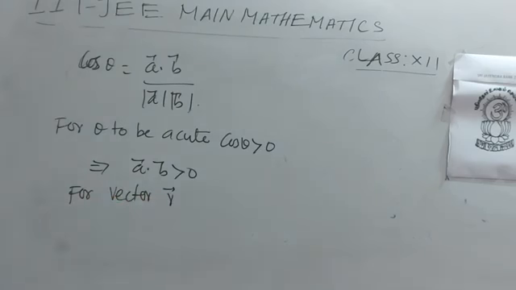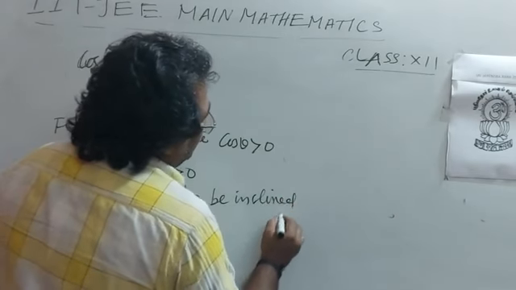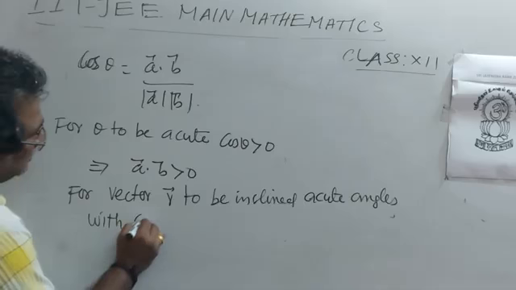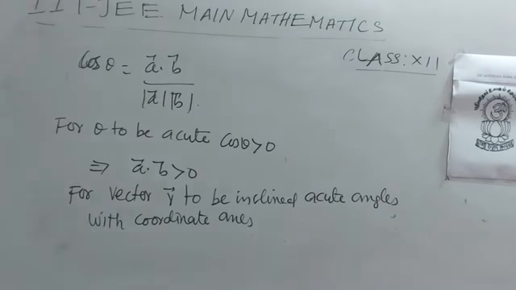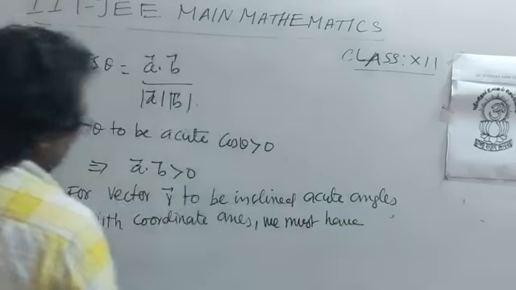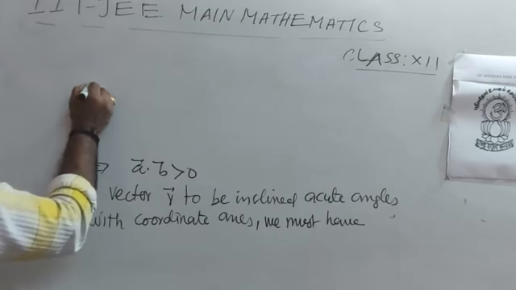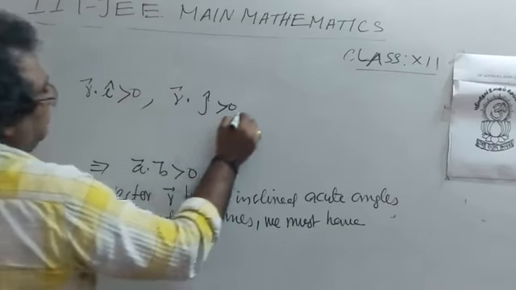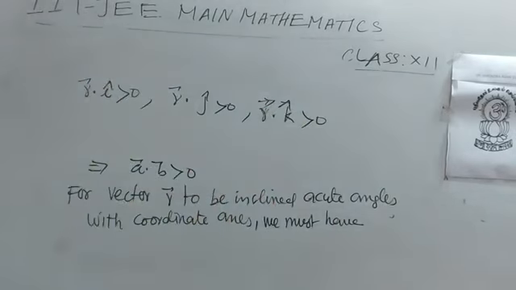For vector r to be inclined at acute angles with the coordinate axes, we must have r vector dot i vector greater than 0, r vector dot j vector greater than 0, r vector dot k vector greater than 0.